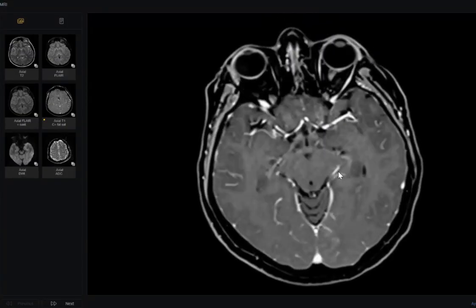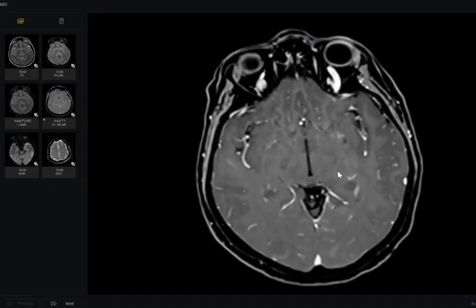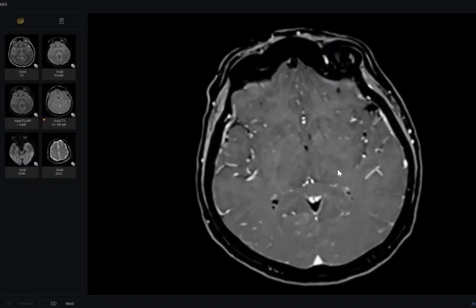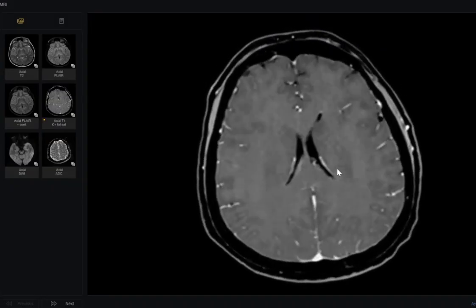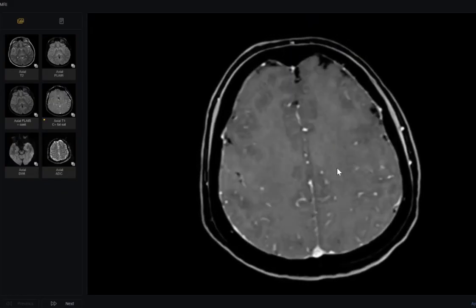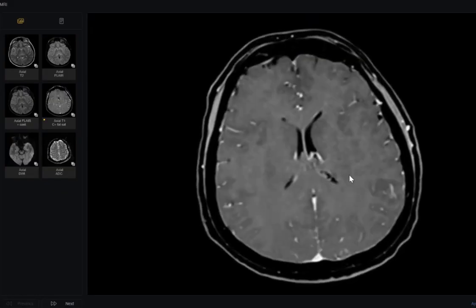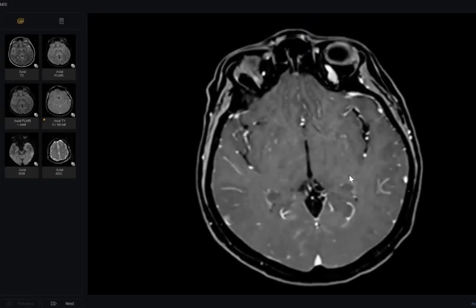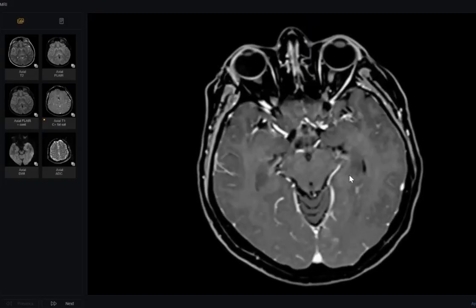For leptomeningeal enhancement, I'm thinking this might be meningitis. So I would like to check if there is any cause for the meningitis. I would like to check the mastoids and the sinuses. What is the best sequence to confirm meningitis? The FLAIR. The only sequence made for meningitis.